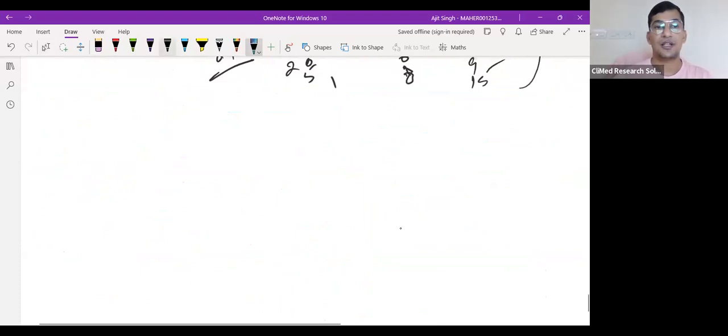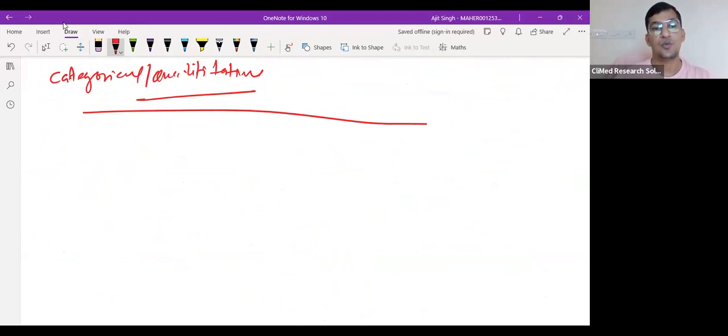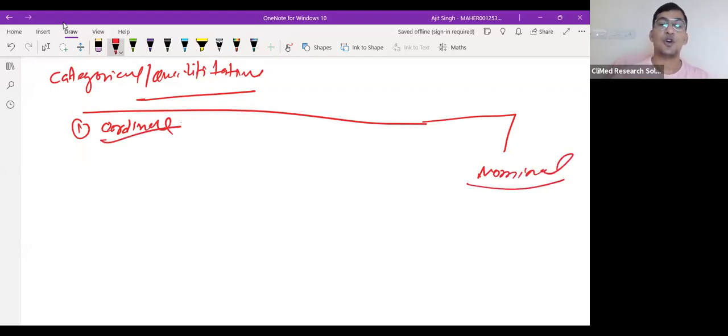Now, if I go to the categorical data, let me talk about categorical data here. As I have written, categorical or qualitative data, right, is of two types. One is ordinal, and another one is nominal, right? So what is ordinal?